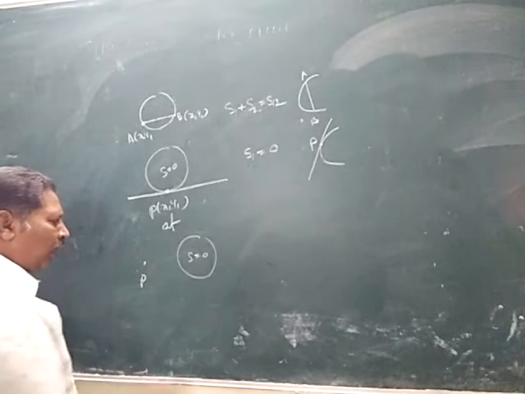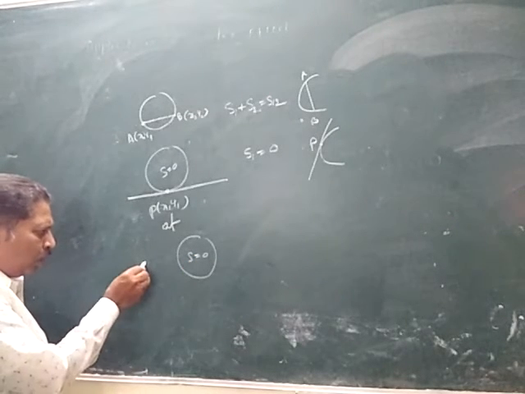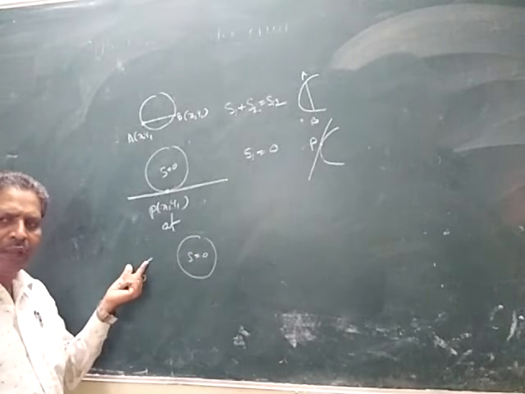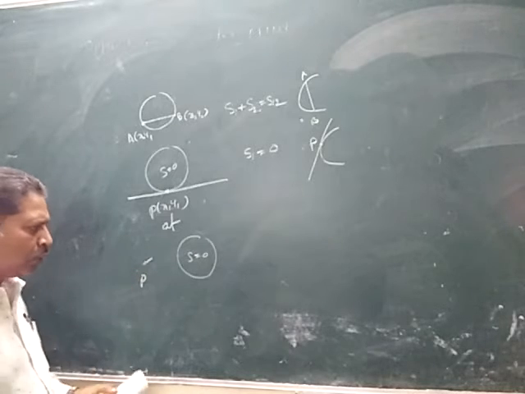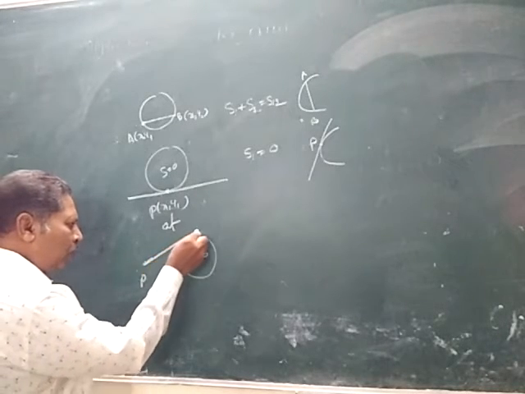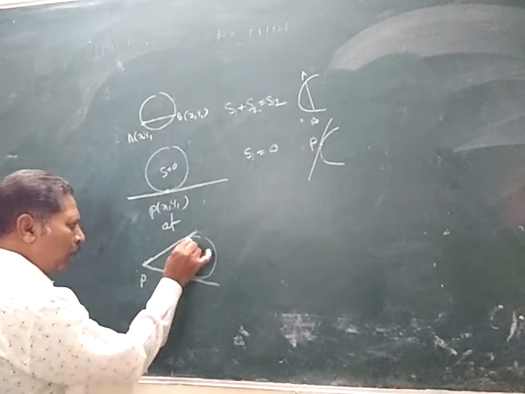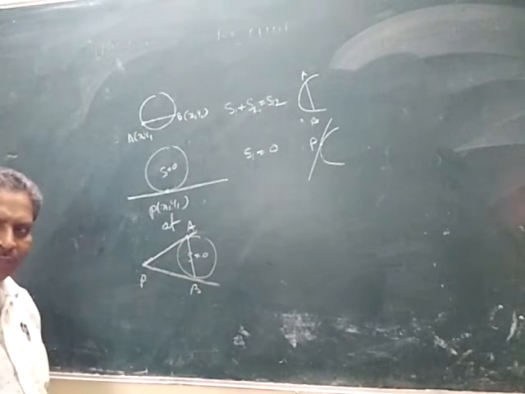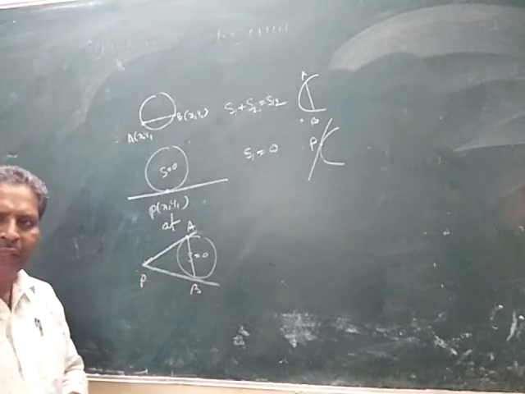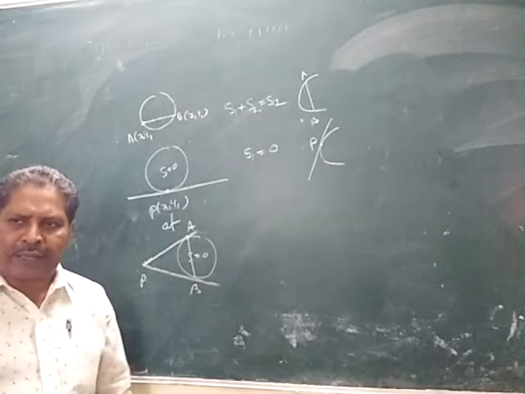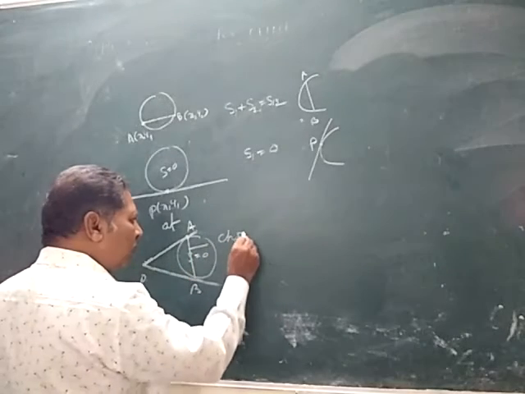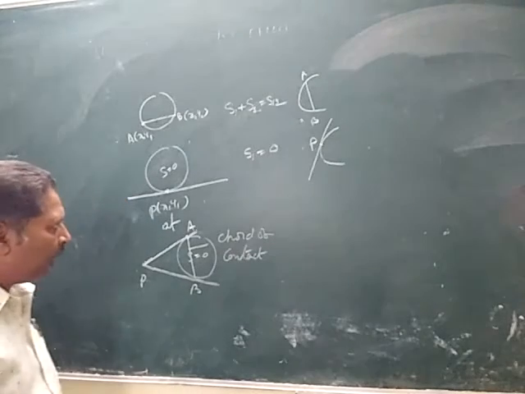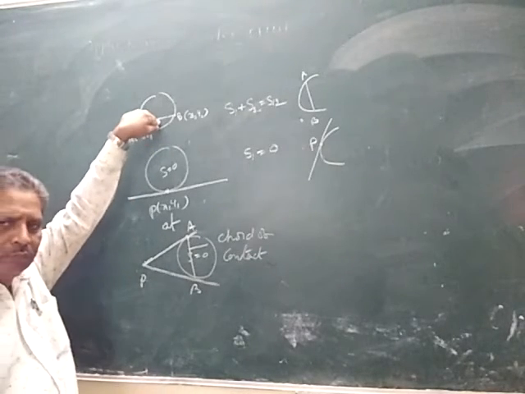This is S equal to 0, a circle. P is a point outside the circle. Two tangents are drawn to the circle. They meet the circle at A and B. This AB line is called a chord of contact.